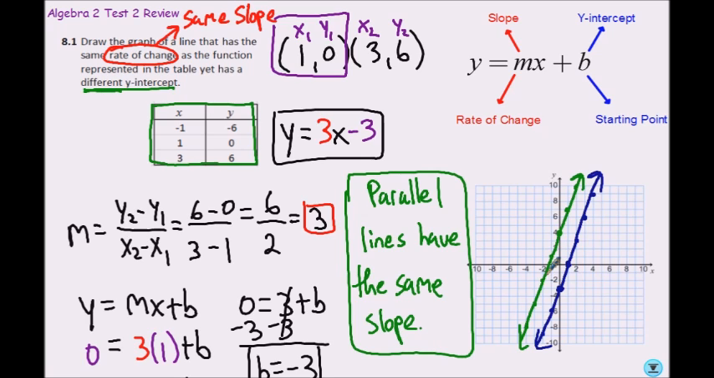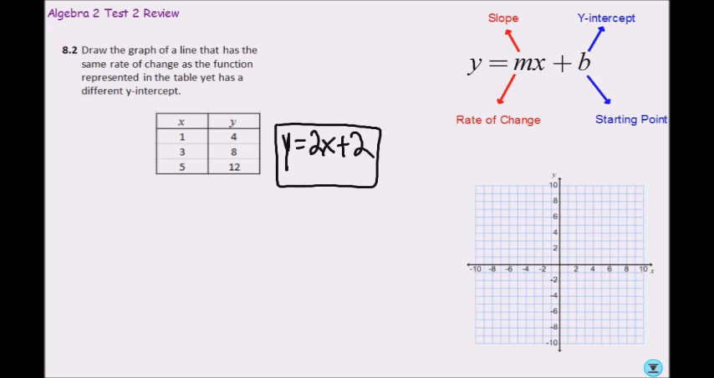All right, so go ahead and pause now. Try 8.2 and 8.3. All right, looking at number 8.2, the original line here is y = 2x + 2. So you should have that drawn on your graph, and then draw a line parallel to that, which would basically be a line that has a slope of 2, but just has a different y-intercept.